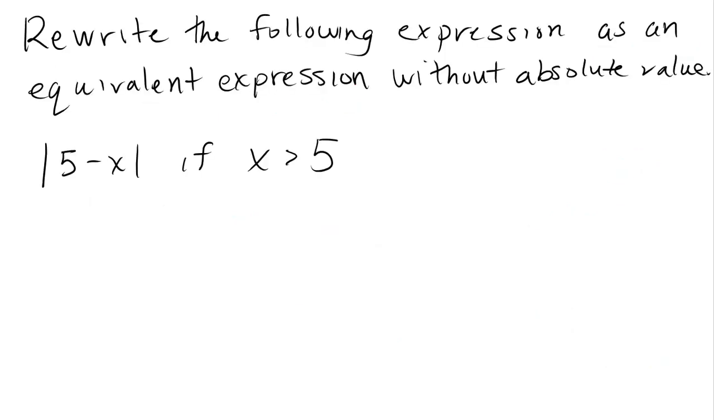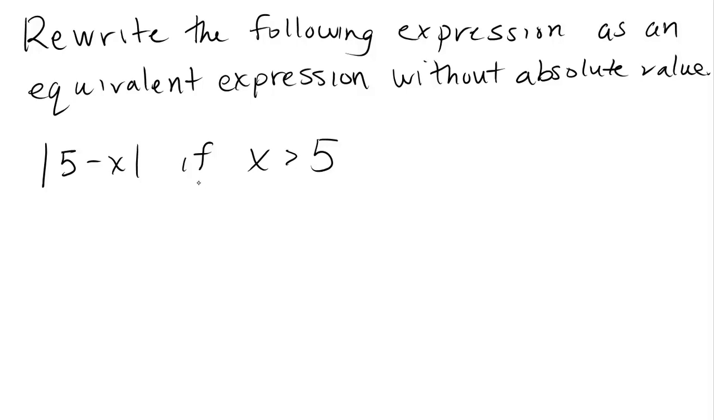Rather than starting with a real number, we're going to start with an algebraic expression inside of the absolute value bars, but with a condition that will help us determine how to simplify it. This first example says, rewrite the following expression as an equivalent expression without absolute value, and the expression is the absolute value of 5 minus x. On its own, we cannot simplify that expression because we have no idea what the value of x is.